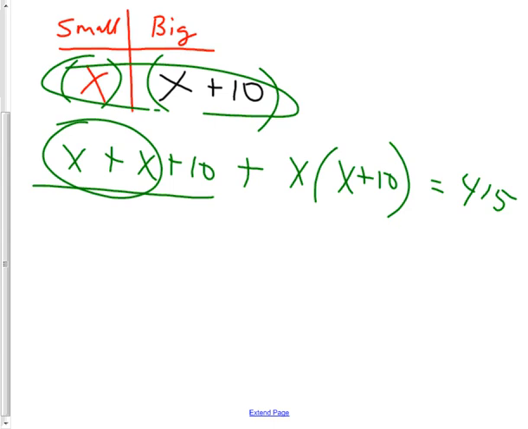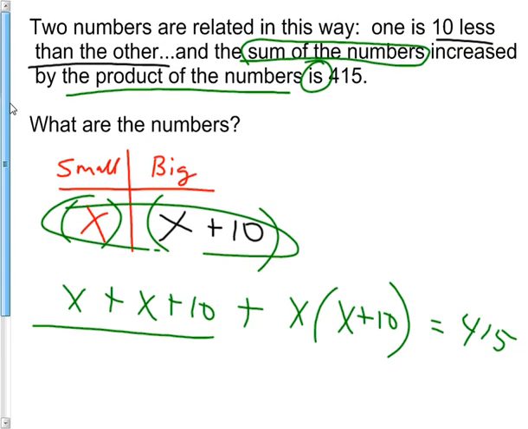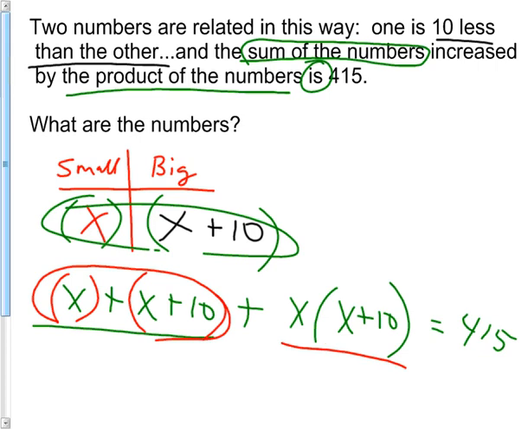All right. Now, this part, remember, in the problem, it said the sum of the numbers. This is the sum of the two numbers. This is the first number. That's the second number. This is the product of the two numbers. Product means multiply.